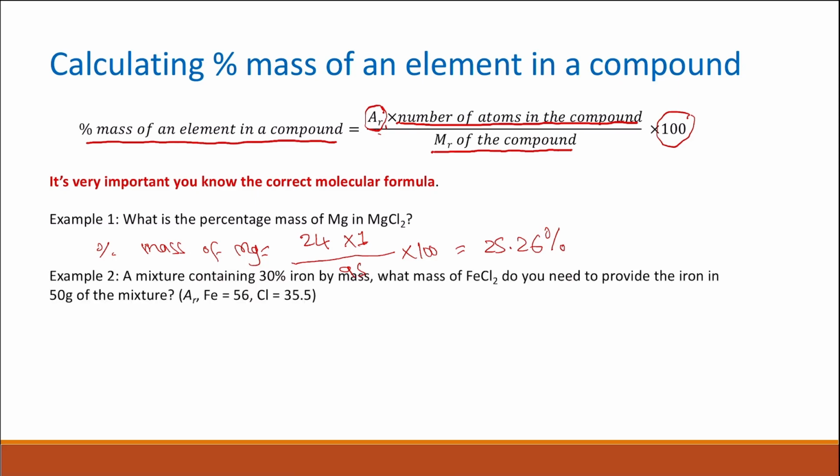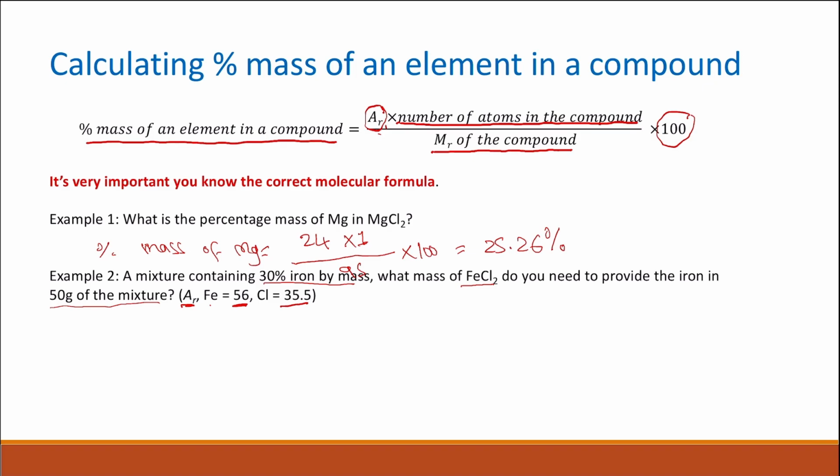So let's have another example which is a bit more complicated, which needs more calculation from us. If there is a mixture containing 30% iron by mass, what would be the mass of iron chloride that you need to provide the iron in the 50 gram of the mixture? So you have 50 gram of the mixture, 30% of that is iron, only iron, and we need to know how much iron chloride there is in that mixture. We are provided here with the relative atomic mass of iron, which is 56, and chlorine, which is 35.5.